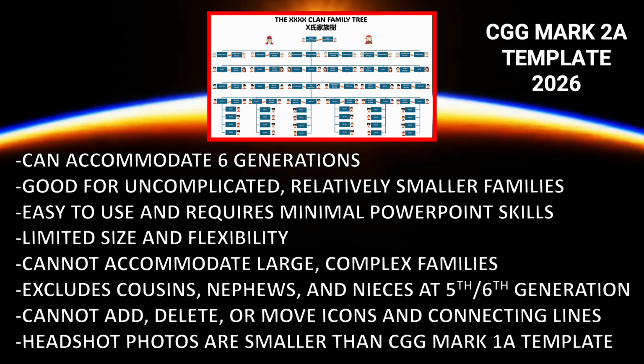The CGG Mark IIA template, 2026, can accommodate 6 generations. Good for uncomplicated, relatively smaller families. Easy to use, and requires minimal PowerPoint skills. Limited size and flexibility. Cannot accommodate large, complex families. Excludes cousins, nephews, and nieces at the 5th and 6th generation levels. Cannot add, delete, or move icons and connecting lines. Headshot photos are smaller than CGG Mark IIA template.